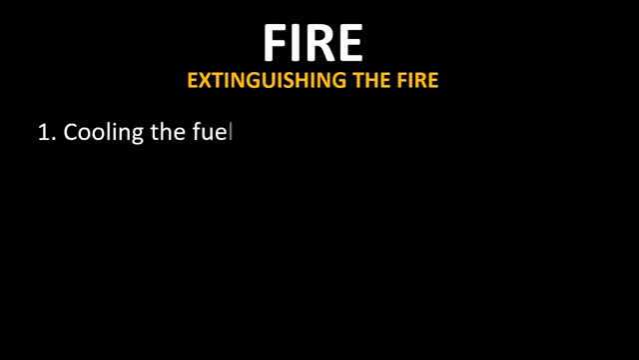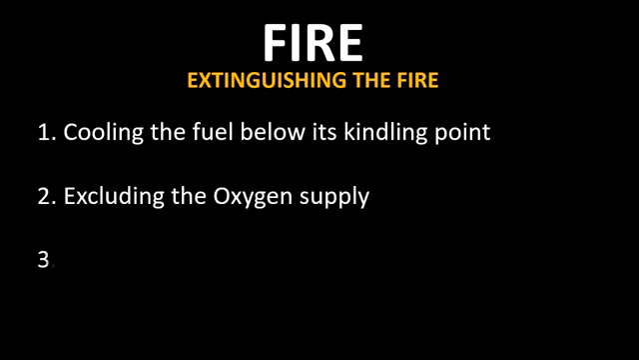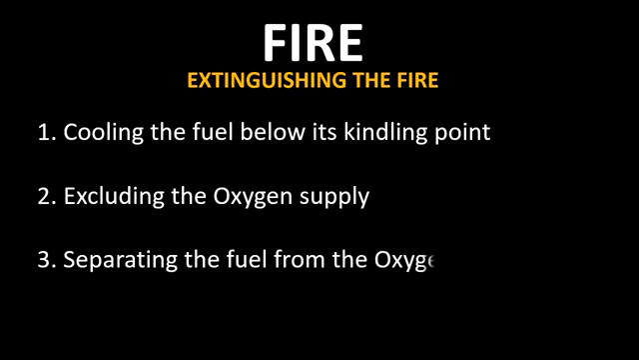Number 1, cooling the fuel below its kindling point. Number 2, excluding the oxygen supply. And number 3, separating the fuel from the oxygen. These methods have led to the development of different types of extinguishers for different types of fires.